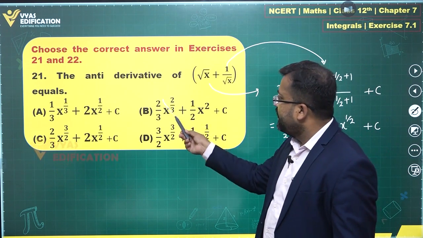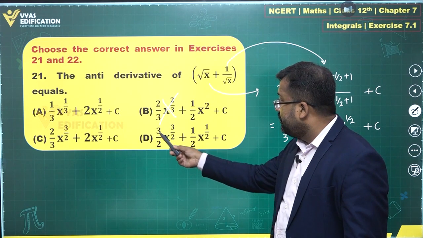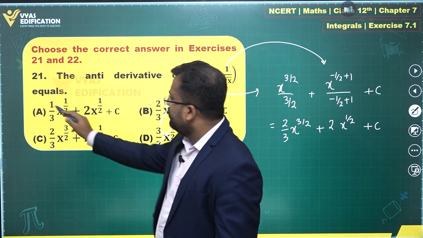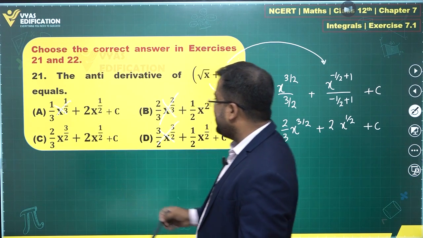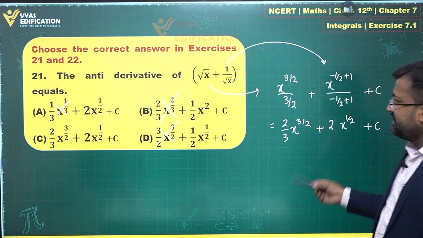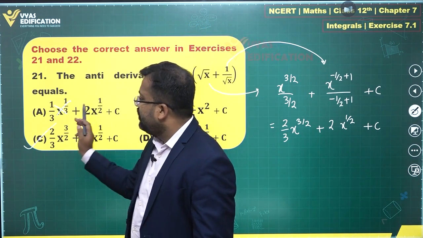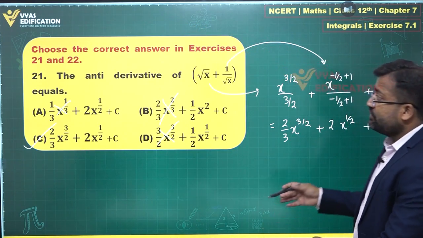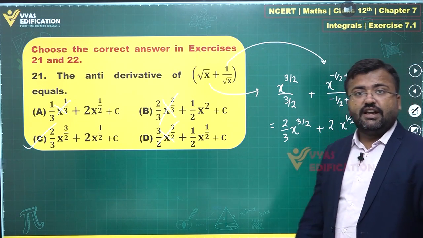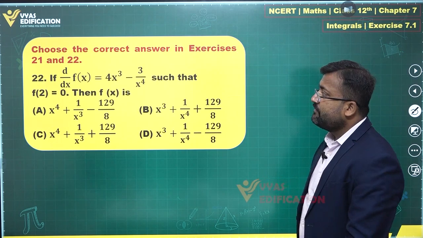Okay, this is x power 2 by 3, does not work. X power 3 by 2, but you need a 2 by 3 here as well. This does not work. You don't need 1 by 3, you need 2 by 3 x power 3 by 2 plus 2 x power 1 by 2 plus c. Okay, the correct answer is option C. For this question, the correct answer is option C, as you can see with the calculations, right? That's all in this question.